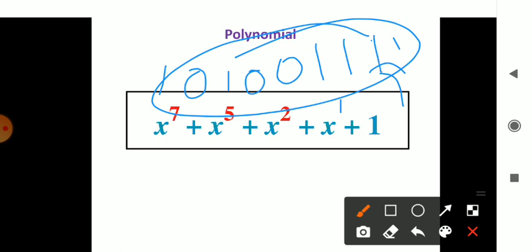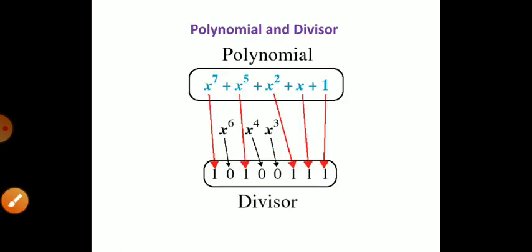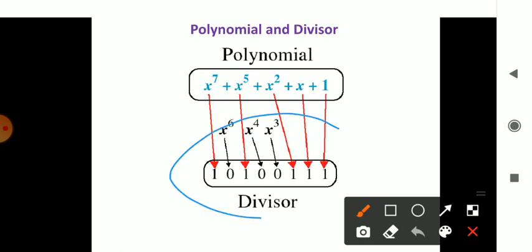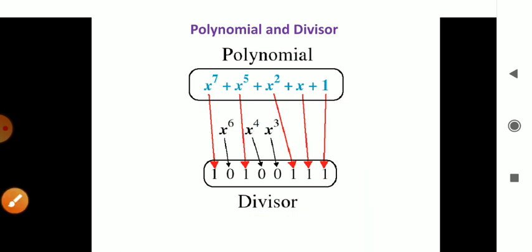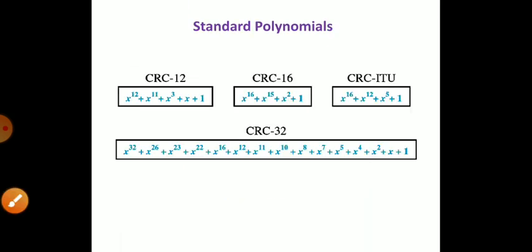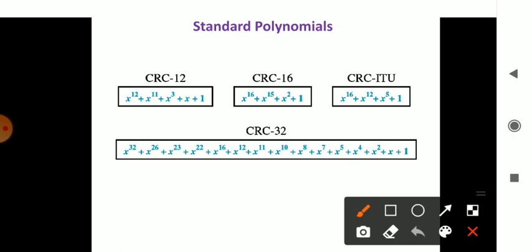It will be divided by a particular predefined number which is defined by the device. This is your polynomial code, as I said, and how it is defined. Here 6 is missing, 4 is missing, 3 is missing. So it will be considered that, and the extra bit is added with it. And the CRC polynomial codes will be in this format: CRC 12, CRC 16, CRC ITU.